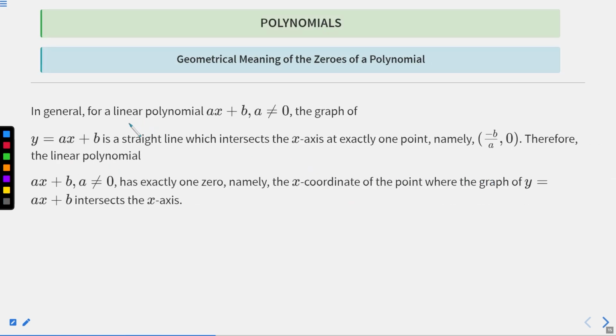Now in general, for a linear polynomial ax plus b where a is not equal to 0, the graph of y is equal to ax plus b is a straight line which intersects the x-axis at exactly one point, namely (-b/a, 0). So the linear polynomial ax plus b where a is not equal to 0 has exactly one zero, namely the x coordinate of the point where the graph of y is equal to ax plus b intersects the x-axis.